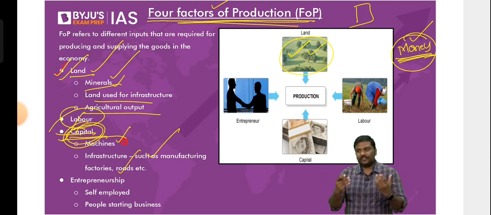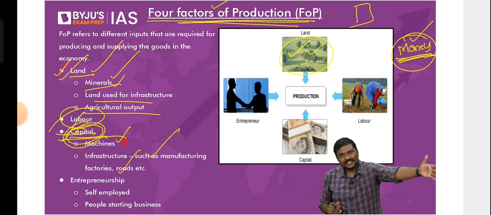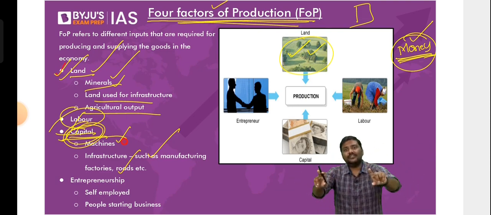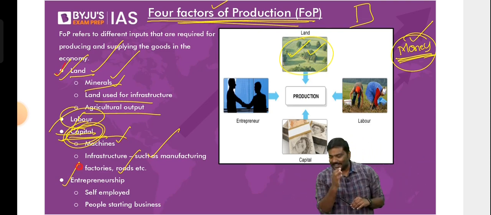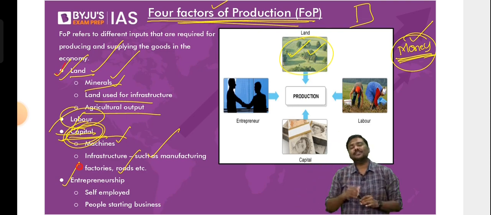And finally, you might have a machine, a worker, a manufacturing facility, etc. But you want someone to put all of them together. You have to understand this. You want someone to put all the other factors together, and that is the role of the entrepreneur. Let me give you an example so that it is clear to you.